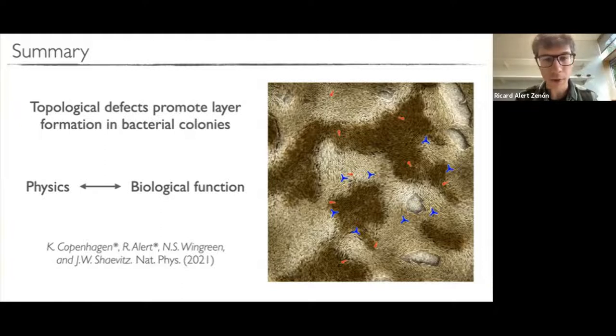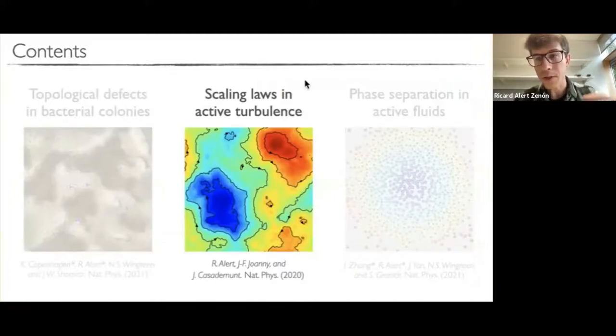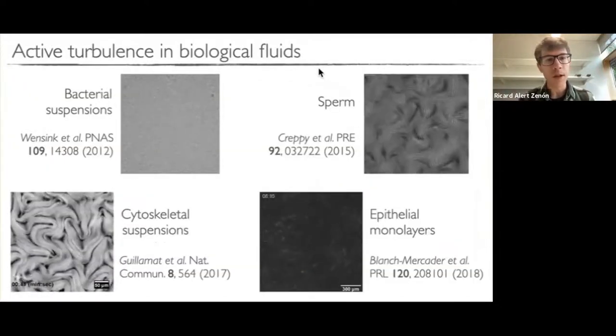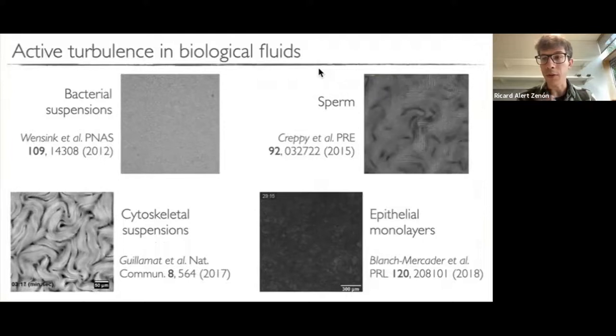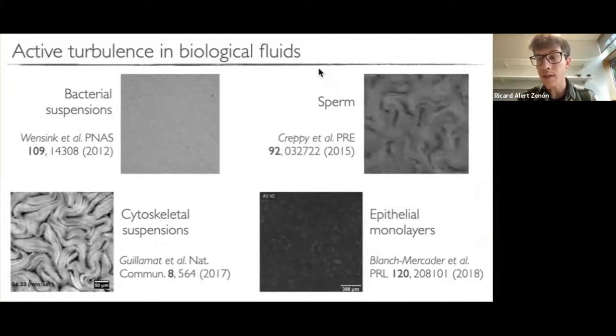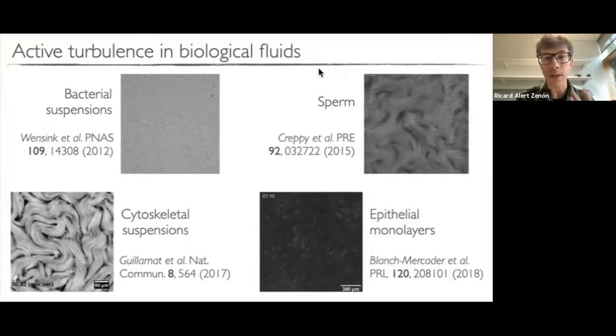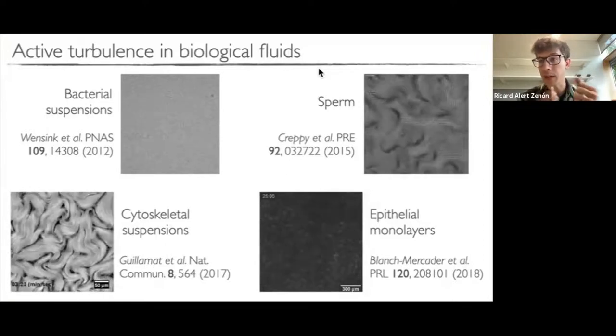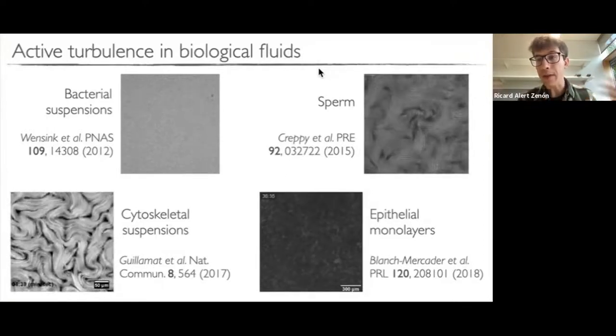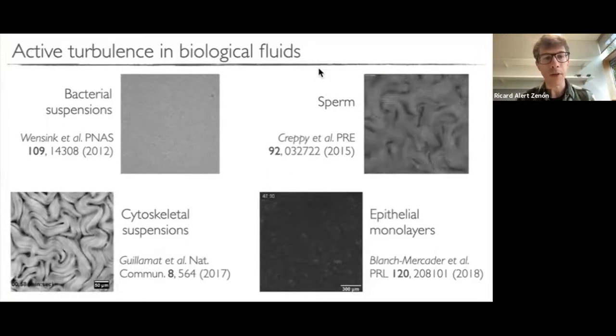So I'll now move to the second part of the talk, which is on the emergence of scaling laws in active turbulence. This is work with Jean-François Joanny in Paris and with Jaume Casademunt in Barcelona. Here the motivation was that in many different systems over time, people have observed in a number of biological fluids flows that are chaotic, that have eddies and jets and things that are reminiscent of turbulence. This has been observed in bacterial suspensions, sperm, cytoskeletal suspensions made of, for example, microtubules and molecular motors, and even epithelial monolayers. And in all of these systems, you observe these flows that are chaotic.